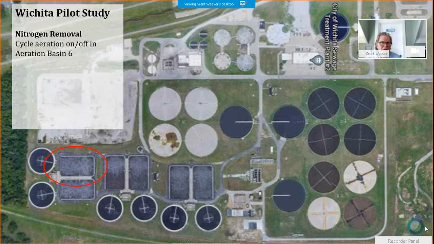All right, enough on the dollars. Nitrogen removal, what are they doing? Much like the Dry Creek, just so happens, Wichita's treatment plant has 6 trains. They look a lot different, don't they?